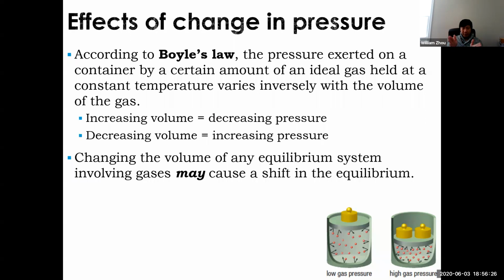Now, here's a really key statement. Changing the volume of any equilibrium system involving gases may cause a shift in the equilibrium. May cause. Why would we use the word may? Is that on purpose? Drinking cyanide may cause death. Did I say that correctly? No, drinking cyanide will cause death. It's not a probabilistic event. You drink cyanide, tell me when the funeral is. There's no way you can survive that.